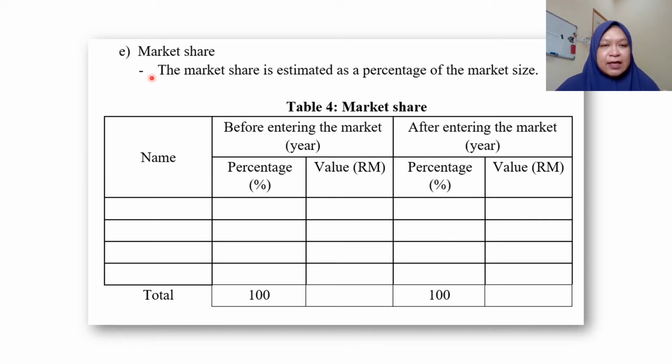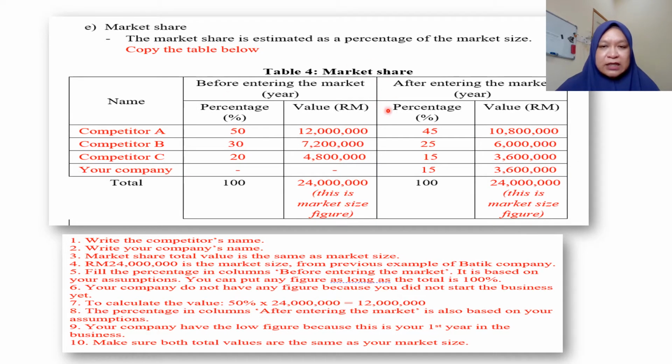So for part E, market share, we have this table 4. You have to draw table 4, the market share, with all these columns. The name here refers to the competitors' names and also your company's name. Let's say you have 3 competitors, competitor A, B, and C, and the last column is for your company, so write down your company's name. Here we have before entering the market, meaning before you start your business. So you will key in only for all your competitors.